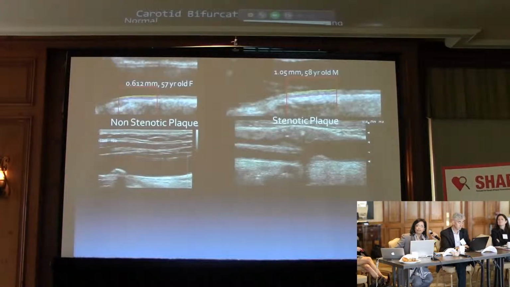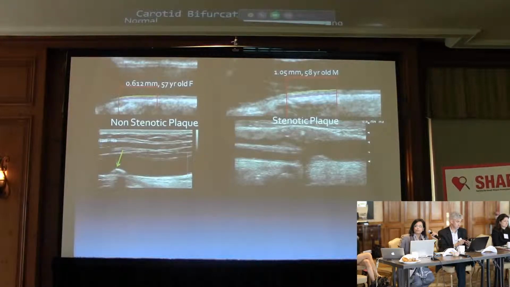So these are the various grades of abnormality you can expect to see if you were to use carotid ultrasound to identify subclinical atherosclerosis. So here, IMT is dependent on age, gender, and race, and so keeping that into account, for a 57-year-old female, a mean IMT of 0.612 at the far wall of the common carotid would be normal, whereas for a similar age male, a mean IMT of over 1 millimeter would be abnormal. So this is normal IMT, abnormal IMT.